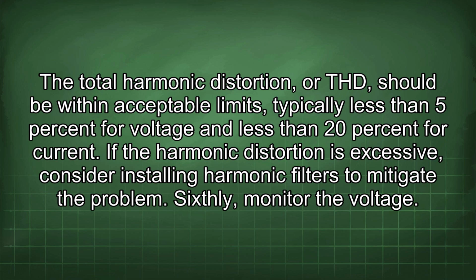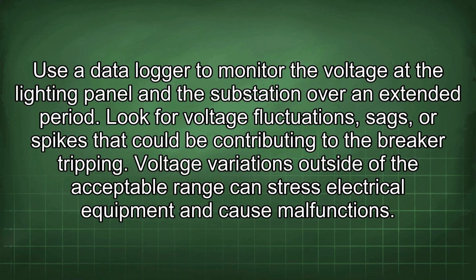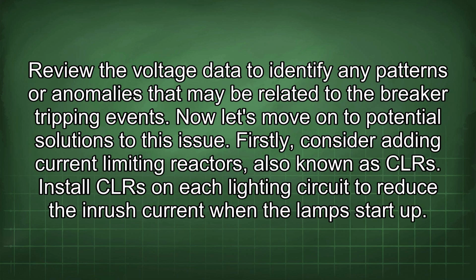Sixthly, monitor the voltage. Use a data logger to monitor the voltage at the lighting panel and the substation over an extended period. Look for voltage fluctuations, sags, or spikes that could be contributing to the breaker tripping. Voltage variations outside of the acceptable range can stress electrical equipment and cause malfunctions. Review the voltage data to identify any patterns or anomalies that may be related to the breaker tripping events.